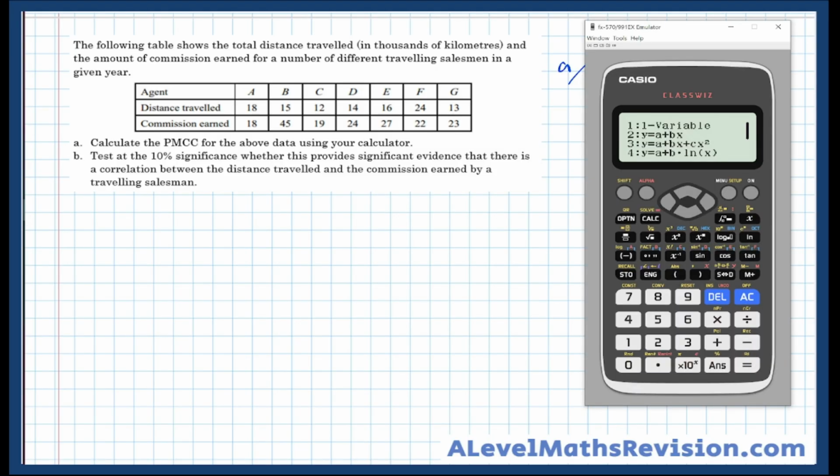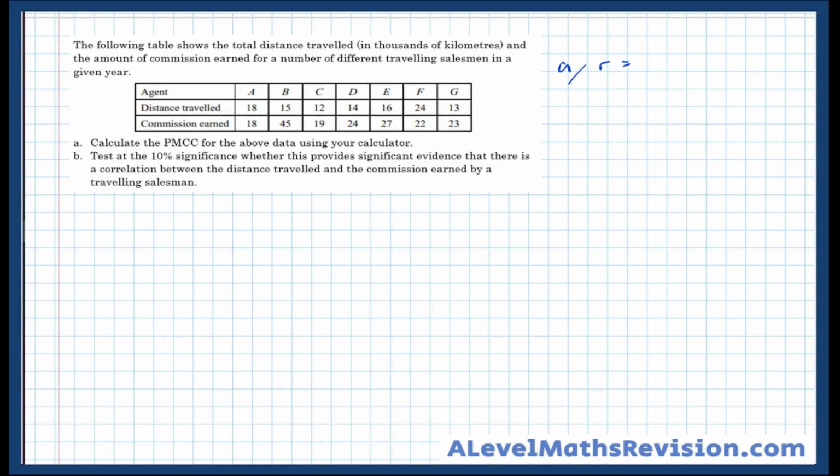So into statistics mode, mode 2, and put the data in. In fact, you don't want to watch me do this. And as if by magic, there it is: minus 0.1173. So R equals minus 0.1173.